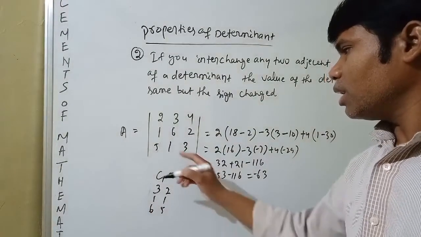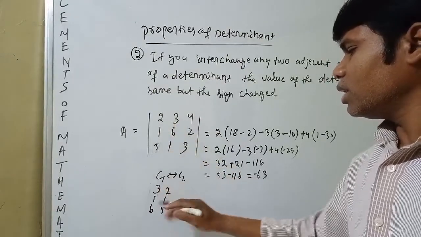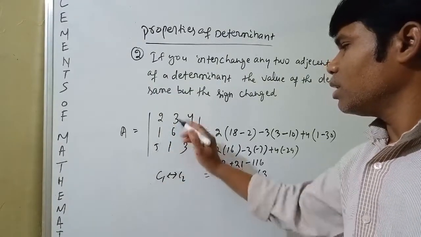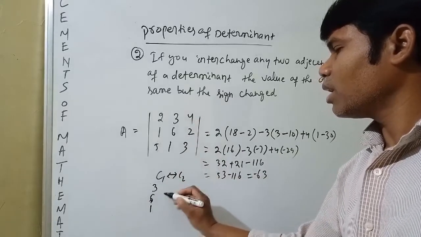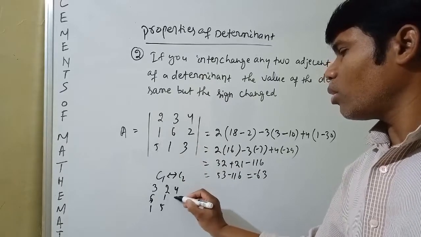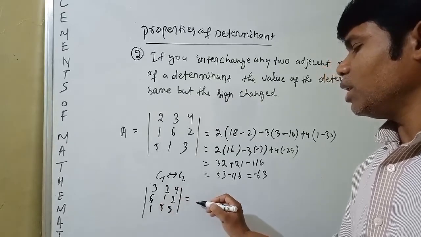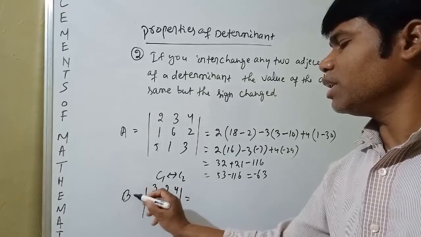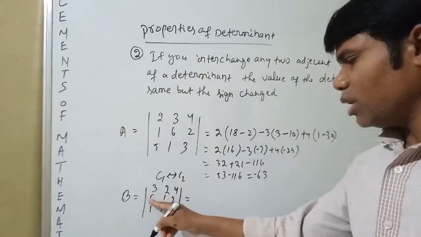Okay, then you see 3 6 1, 3 6 3, 6 1 3, 6 1 2, 1 5 4 2 3. Now you find the determinant. Suppose this is B, you can get how much?